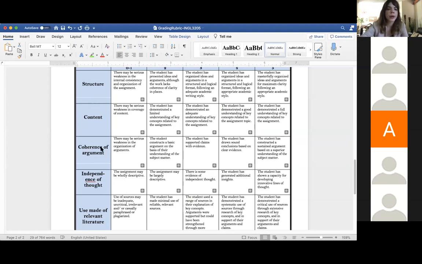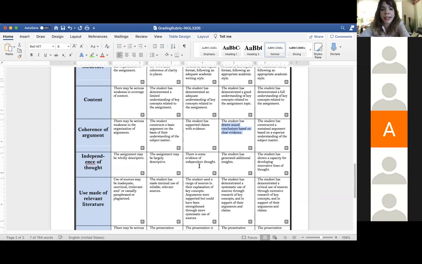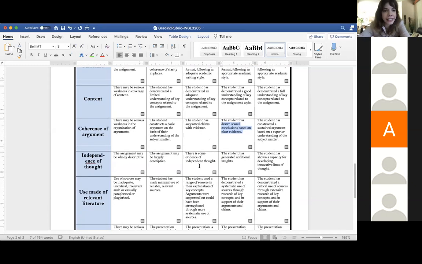Coherence of argument. So content, I want a critical analysis. So not just saying, don't say your opinion. I don't care about your opinion unless it's sustained by evidence. So you can say, I will argue for this or whatever based on this evidence. Coherence of argument, make sure that you've drawn a sound conclusion or an idea. Your thesis statement makes sense based on clear evidence. So it's not just evidence from Wikipedia or things that really don't make any sense.